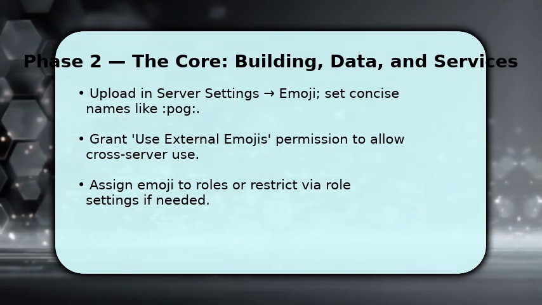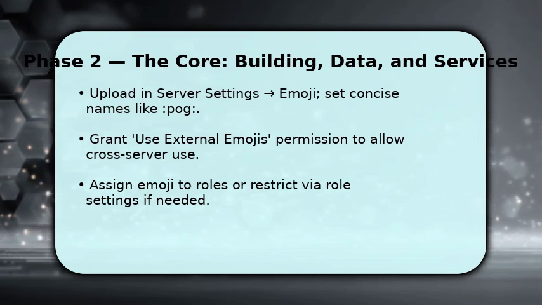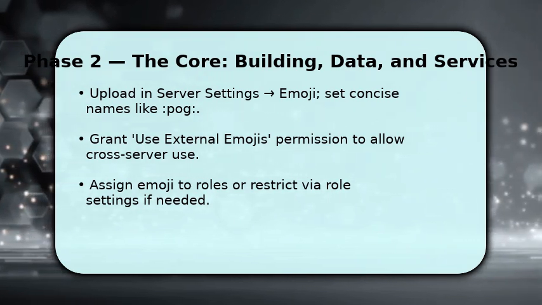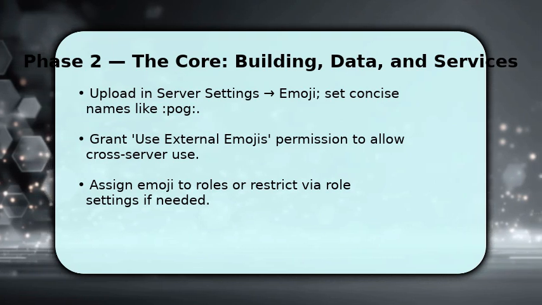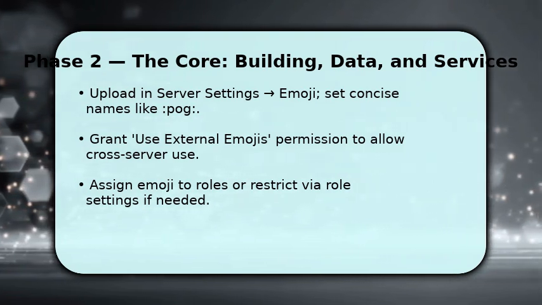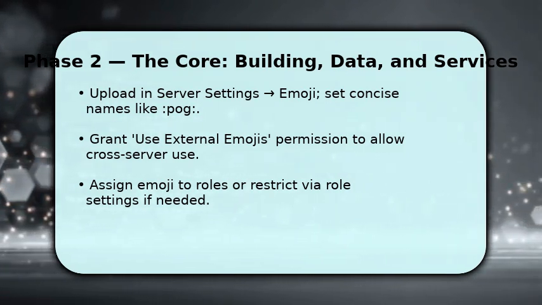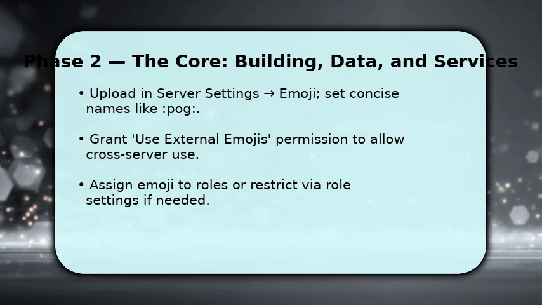Next, upload and configure how that emoji will be used, because permissions govern visibility and cross-server access. Once uploaded, pick a short name, you'll type :name: to use it. Then, give members the Use External Emojis permission if you want them to use emojis from other servers in this one. Otherwise, emojis remain local.